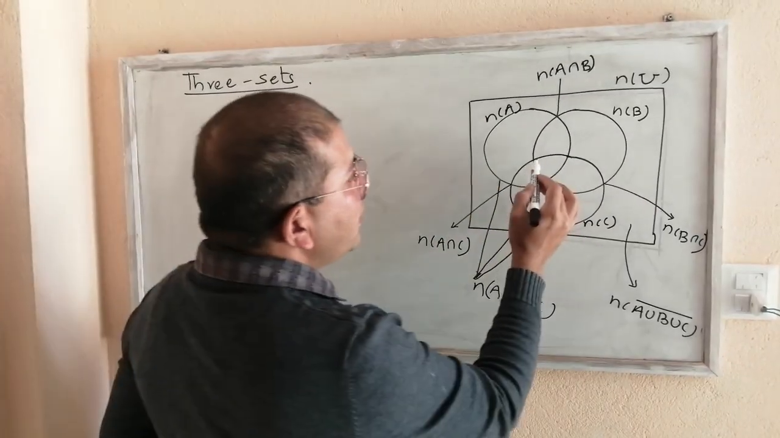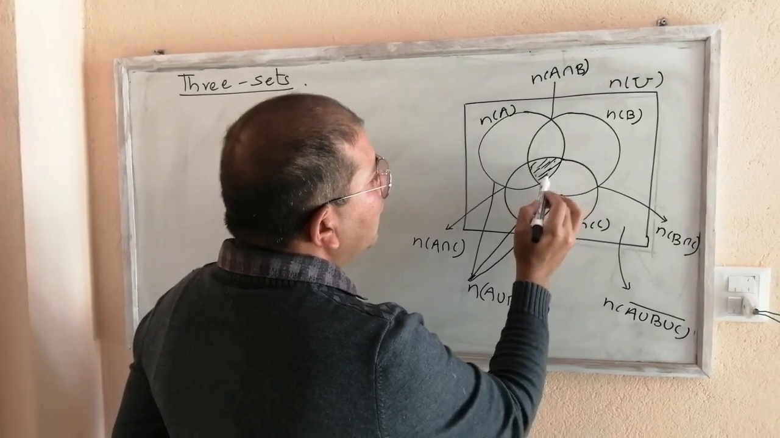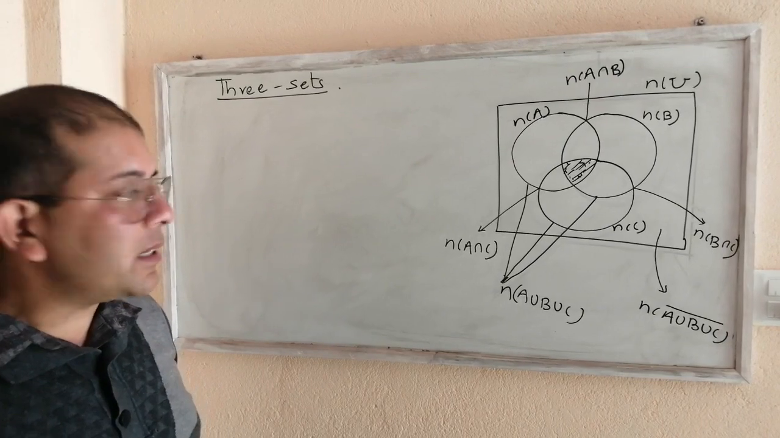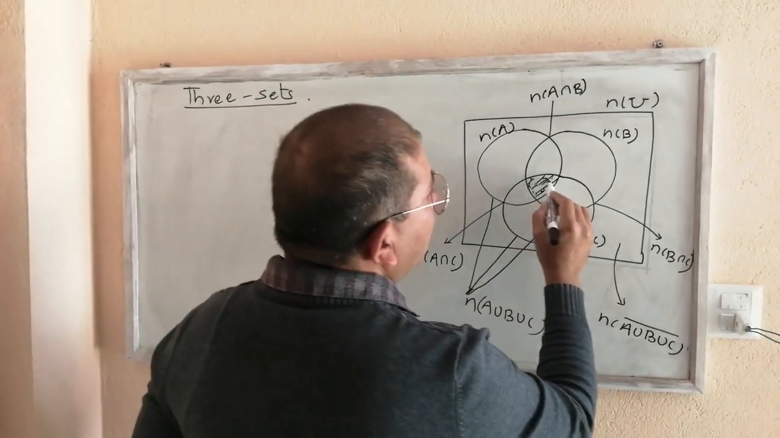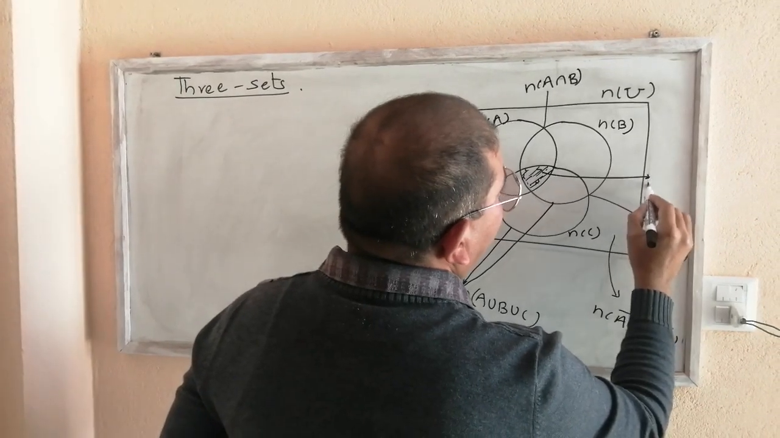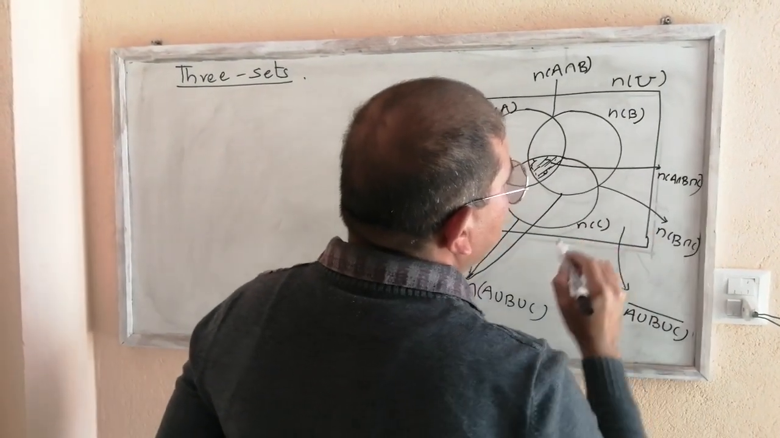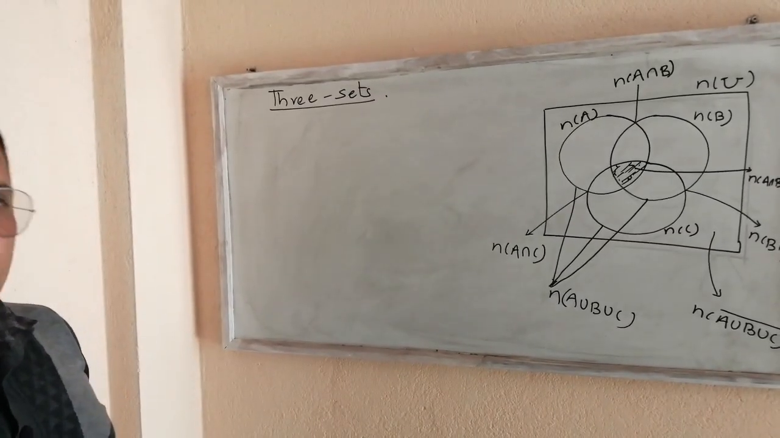And this region is the intersection of all these three sets. The intersection of all these three sets is this region. So the name of this is N of A intersection B intersection C. So the intersection between all these three sets is this one.